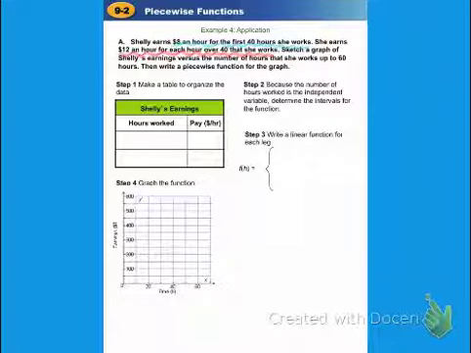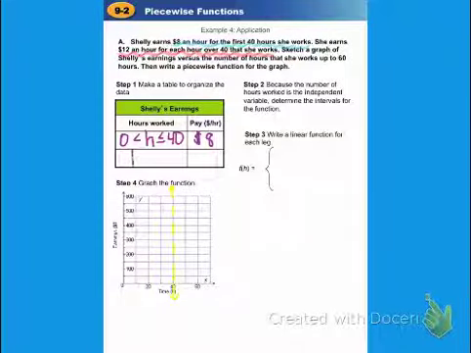So the first thing I think of is, when is this situation changing? Well, it's changing at 40 hours. So if I wanted to plot out some of these points, I thought about that first, I know that the breakpoint in this graph is going to be at 40 hours. That's where her pay strategy changes over to a different rate. So when she works hours less than or equal to 40, but greater than 0, of course, because you can't work 0 hours, she gets paid $8 per hour.